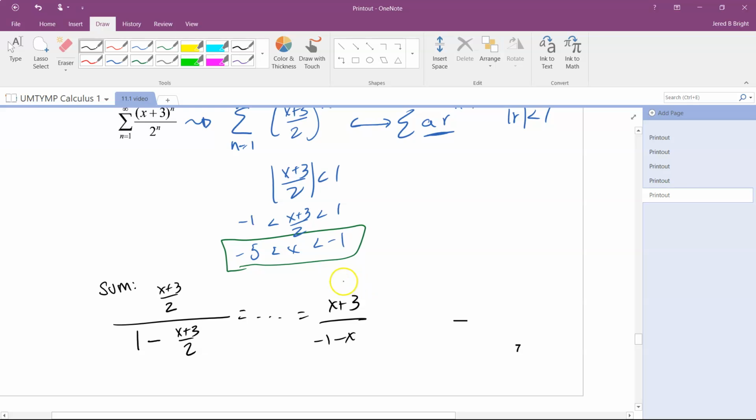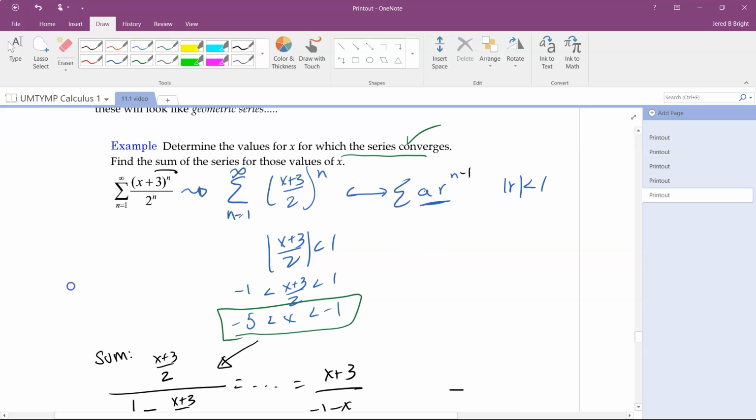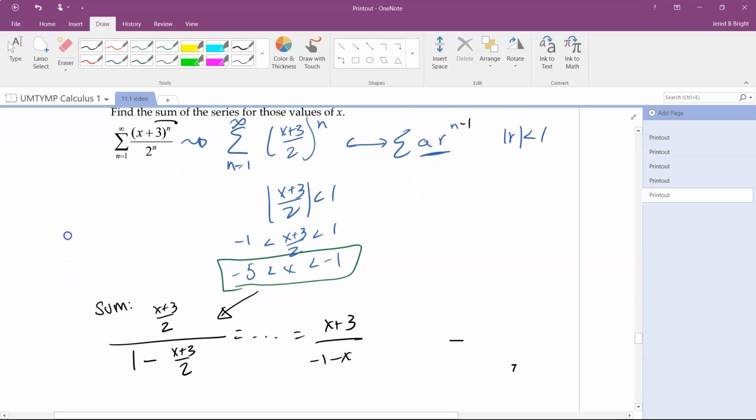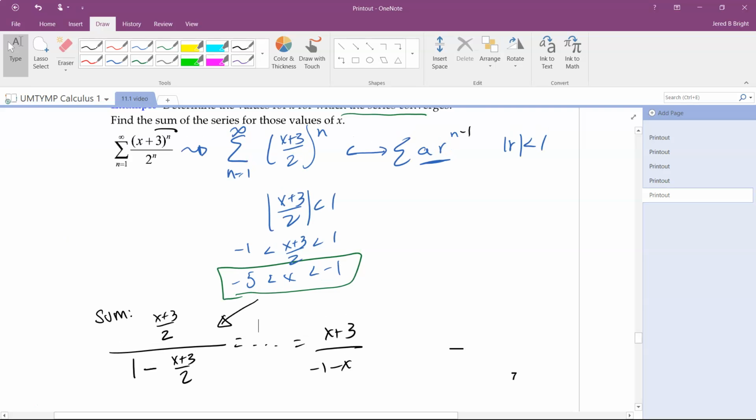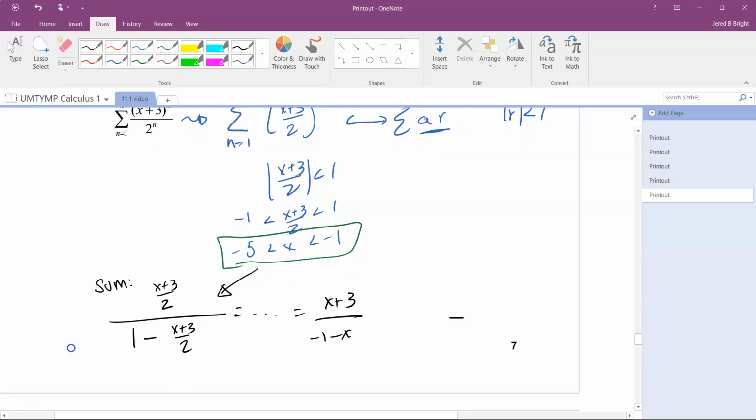Okay, so assuming that x is in this range, then we can say that it has a sum, and then we would have the particular value of x. Okay, so that's an example where we have to find the radius of convergence by comparing it to a geometric series, and then figuring out the range of values from that geometric series comparison, and then once we have that, we can find its sum.